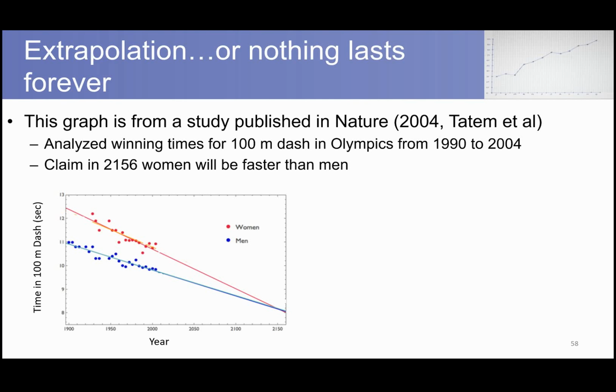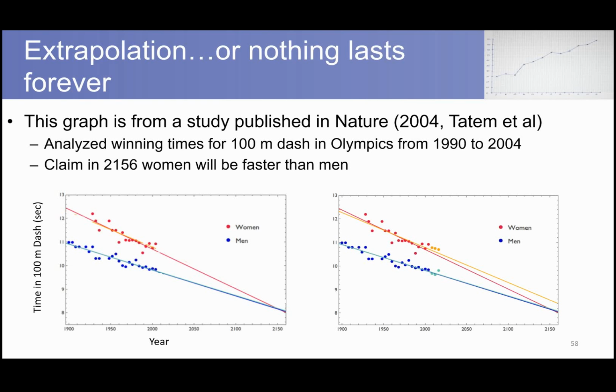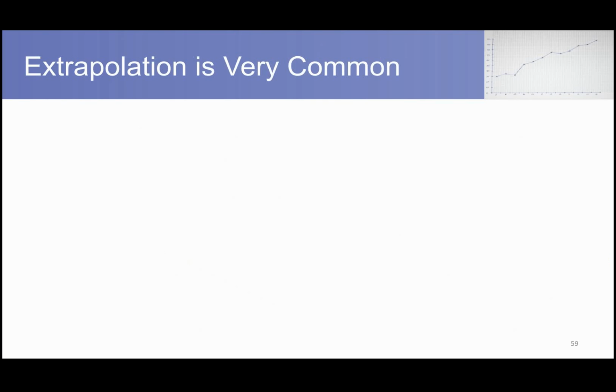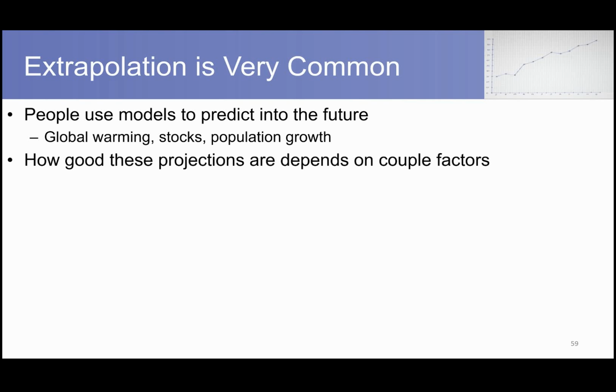But here's the thing. Notice how far they projected out in the future. Now here's something fun. Somebody collected the times for the next 3 years. Okay, so these were the 3 years after the study was done. Look how it changes the line. Now that extrapolation doesn't hold. So just by going out 3 years totally changed that prediction. Okay, so this is the danger of extrapolation. But these sorts of things happen a lot. So extrapolations are really common.